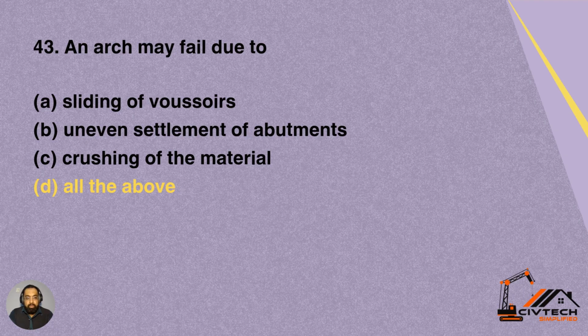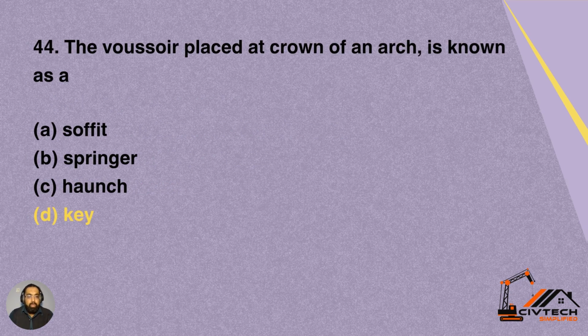Question 43. An arch may fail due to. So these are the reasons why an arch fails. Number A, sliding of voussoirs, the uneven settlement of abutments, crushing of the material. So all these are the failures of the arch. So option B, which is all of the above, and that is the correct answer.